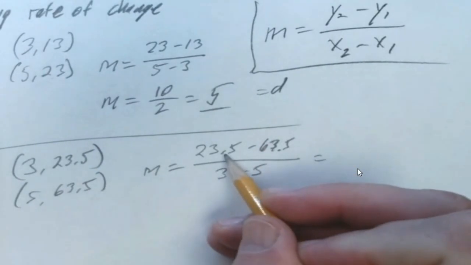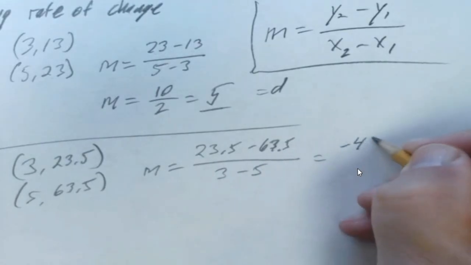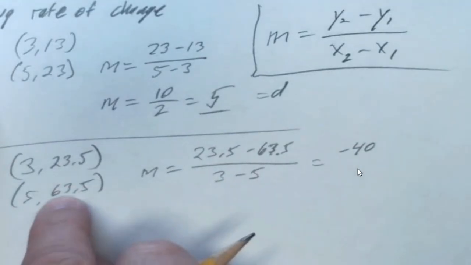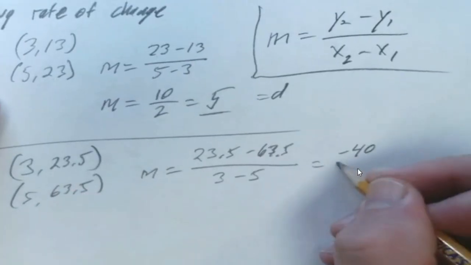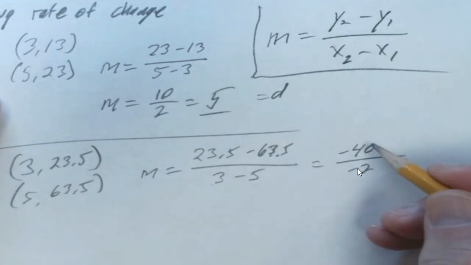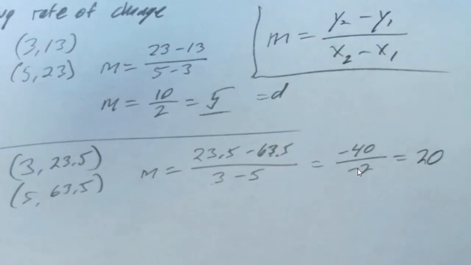What is 23.5 minus 63.5? Well, it's negative 40. If we went the other way around, 63 minus 23 is 40. The 0.5s are the same. So it's negative 40. What is 3 minus 5? Negative 2. Negative 40 over negative 2, positive 20. The slope is 20. That is the average rate of change.